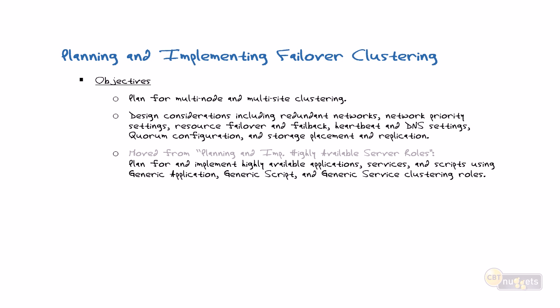So what have we talked about in this nugget? We've talked about a variety of topics in failover clustering. We talked at a very high level about all the different things you have to be conscious of when you're doing multi-node, and then the much greater set of things in multi-site clustering. Then we went through a variety of configurations in clustering, networks and network priority settings, failover and heartbeat, and all the DNS settings, making you aware that you've got to do a lot of planning before you ever get to implementing that failover cluster. And then we spent a little bit of time on generic application, script, and services, and how you would set them up on the cluster that you've just created.